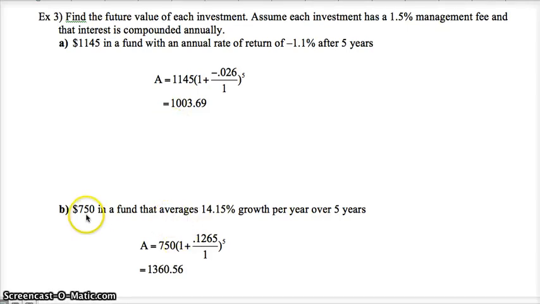Okay, so now with the 750, we have a growth of 14.15%, but we're losing 1.5% in a management fee. So our interest rate will only actually be 12.65%. So that's our i. Our present value is 750, compounded annually for 5 years, so 5 times 1. So when we calculate that, we end up getting a new amount with interest of $1,360.56.